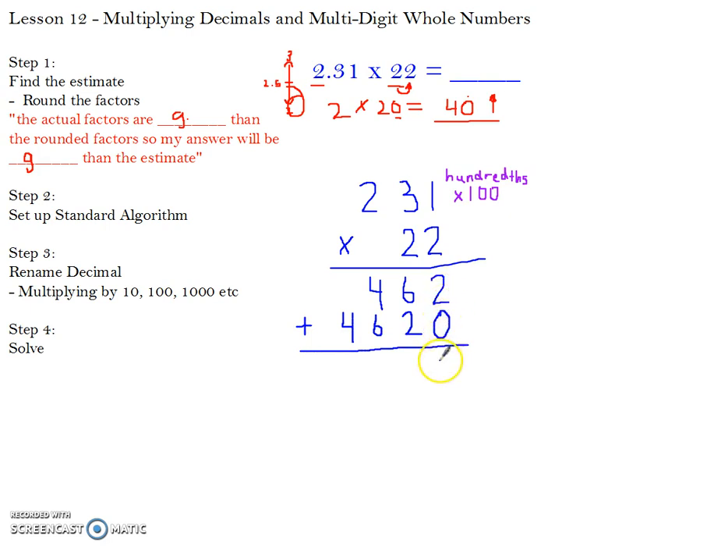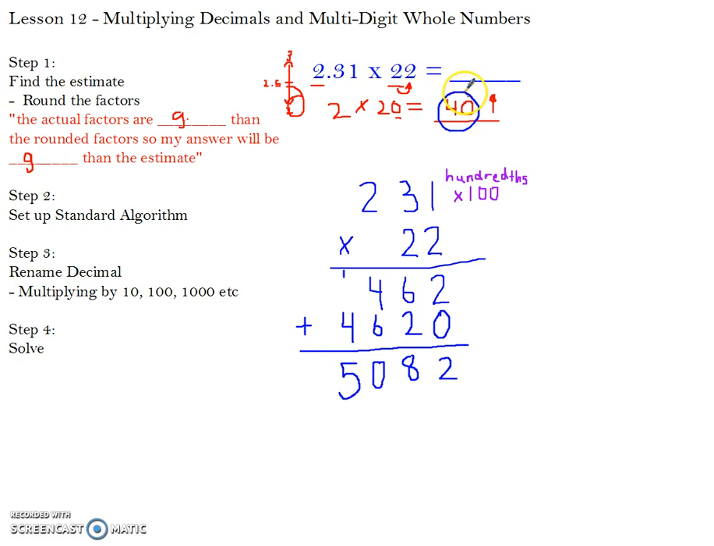So 2 and 0 is 2. 6 plus 2 is 8. 4 plus 6 is 10. I leave the 0 and carry the 1. 1 plus 4 is 5. So my answer that I have here is 5,082. But I know that that is not the correct answer because my estimate is 40.